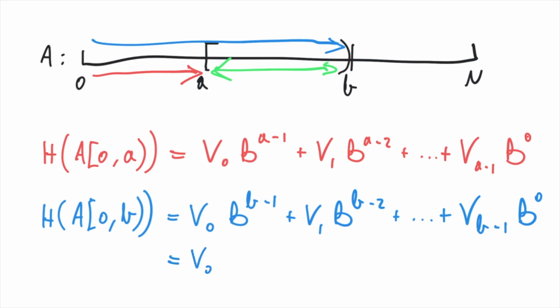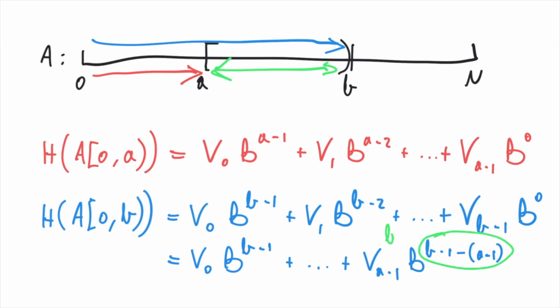I said we had B0, the base, to B minus 1, but then after some terms we get the value at position A minus 1 times the base to the power B minus 1 minus A minus 1. And you should notice B minus 1 minus A minus 1 is just B minus A. Then of course you have more terms, so the next one is the value at position A times the base to the power B minus A minus 1, and then you have many more until you reach the last one, which is the value at position B minus 1 times the power 0 of the base.